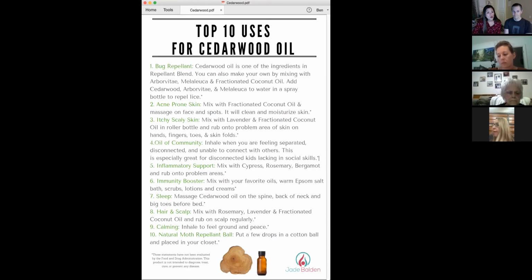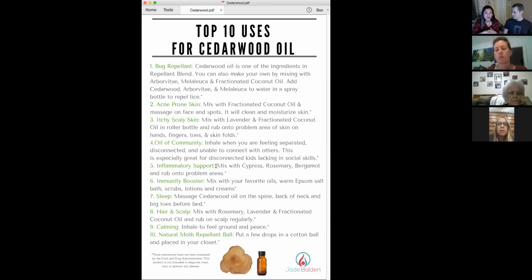So I wrote here that it's especially great for disconnected kids that are lacking some social skills. Alrighty. It also helps with inflammatory support. So I would add cypress, rosemary, bergamot, and mix it with that, and then rub it on certain areas of your body.